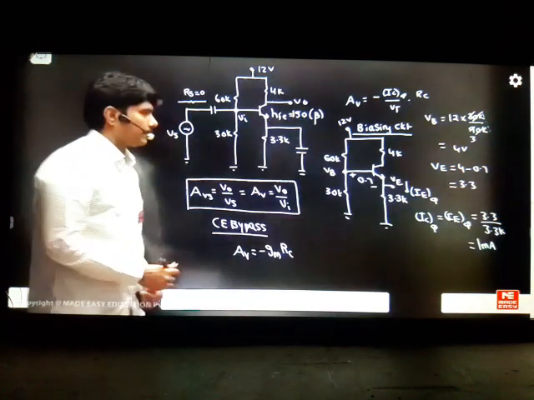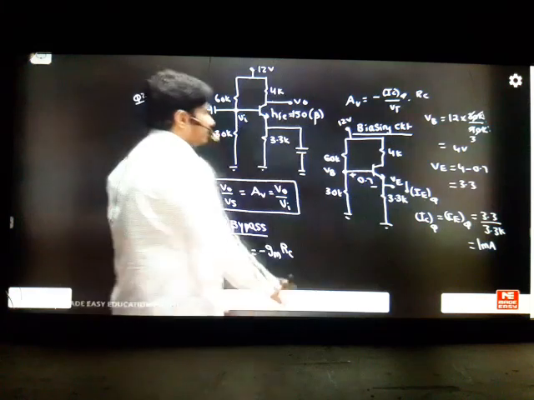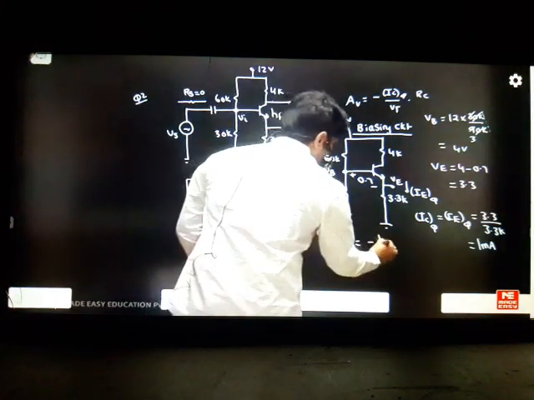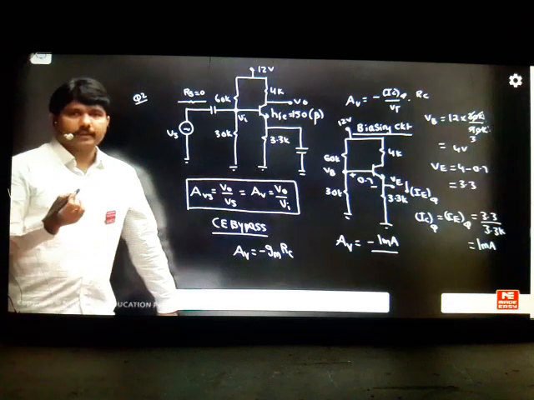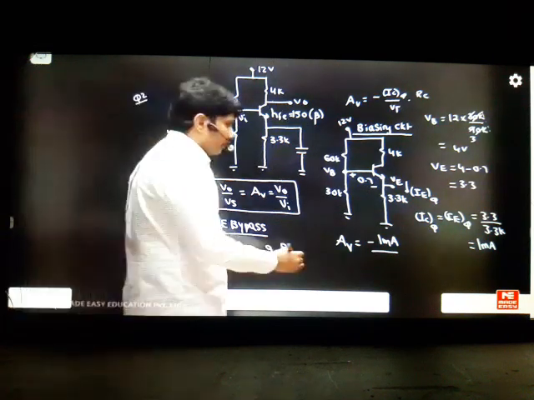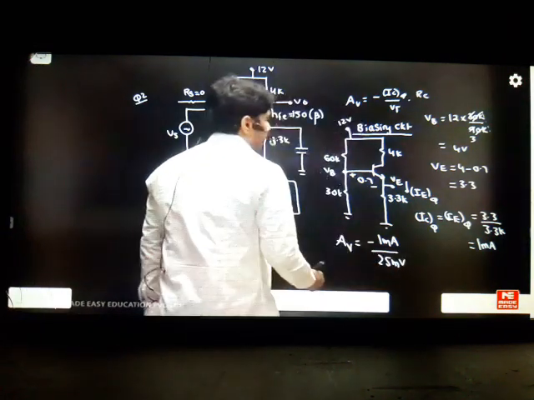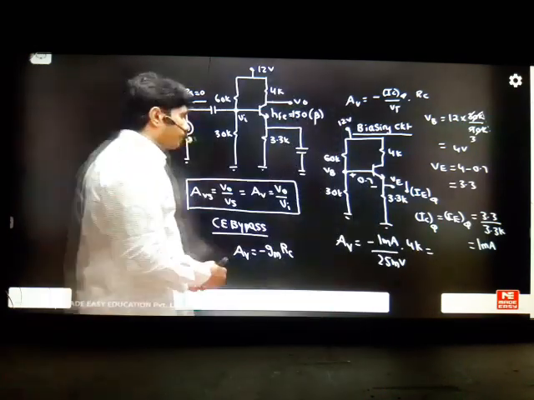So operating current, I am solving with the DC part like this. Once the operating current is completed, you can solve the gain formula. Minus 1 milliampere by, have you seen in the question, Vt is not given in the problem. If Vt is not given, default 25 millivolts we have to take. Don't take 26, 25 is default. 25 millivolts into RC, which is 4 kilo ohms. So this is the way how to solve this problem.